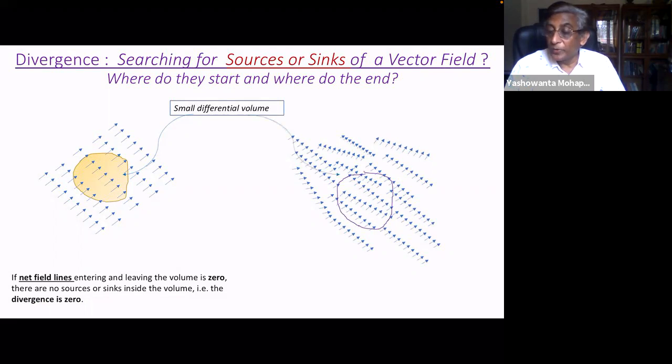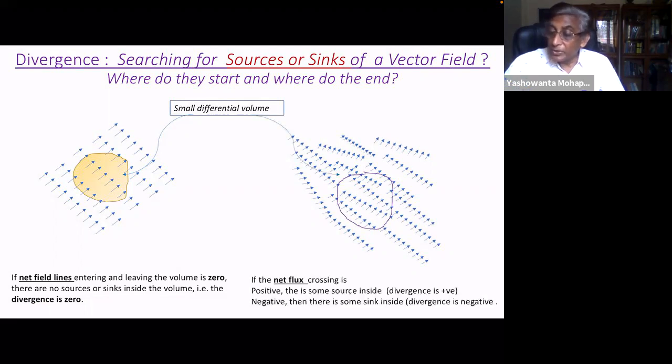And there also I want to find out. Then I look at what is the flux which is crossing this surface. If the net flux coming in and going out, if I sum it all up, is positive, then we say there is some source inside, because there were more vector field lines going out than coming in, which means within this region there is a positive divergence.